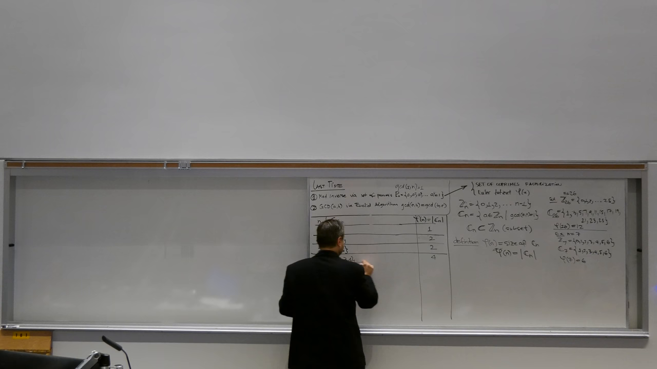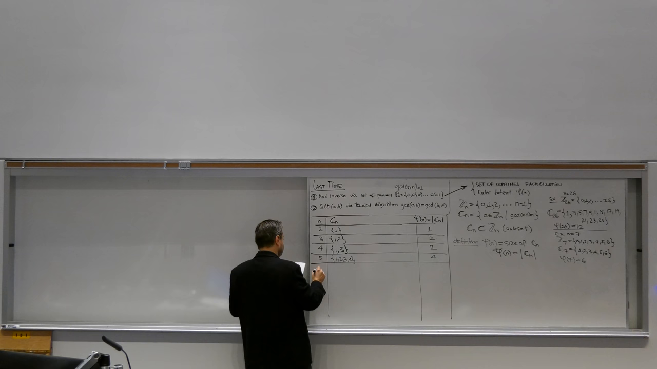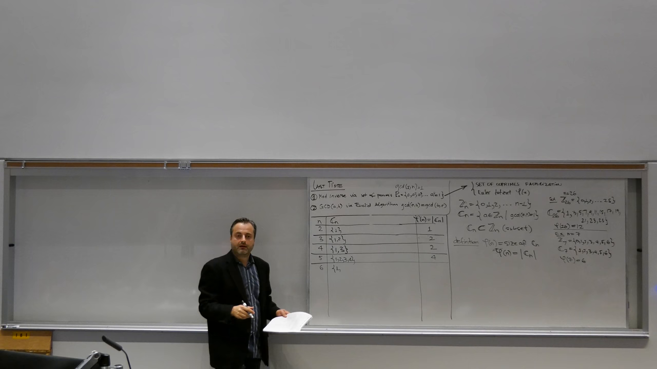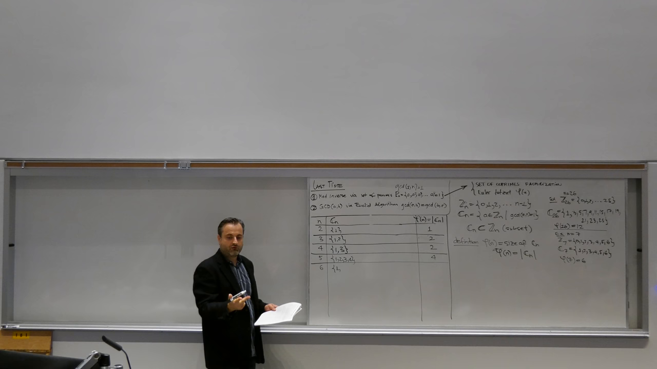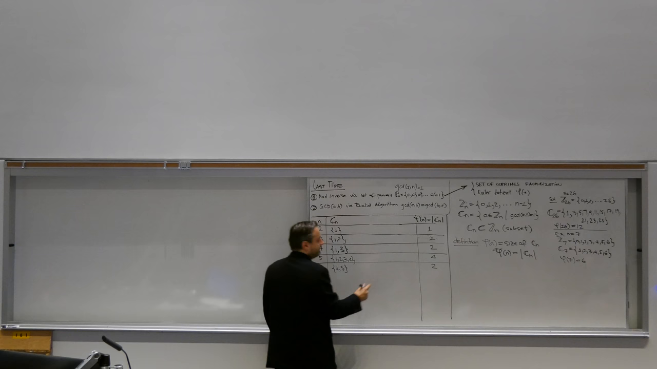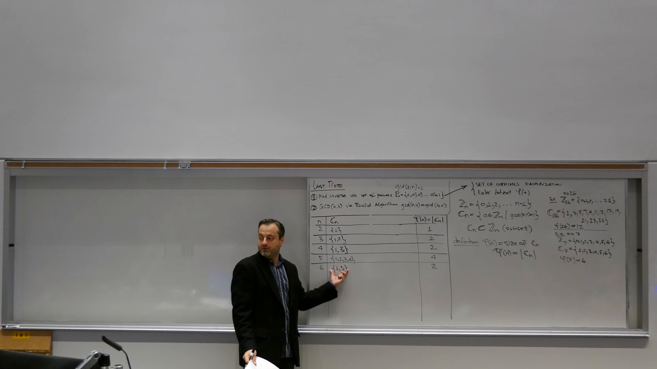Seven we already did. Let's do six here. One is coprime with six; one is always in the set. Who else is in here? Five. Two? No. Four? No. Three? No. So it's one and five, that's two of them. This number is just how many elements are in this set. That's it. There's no big deal in here.